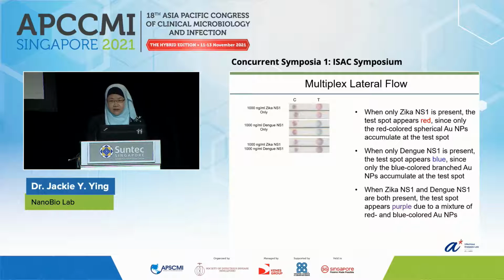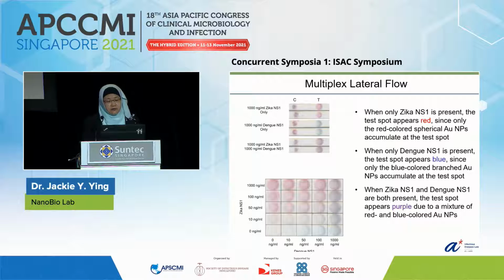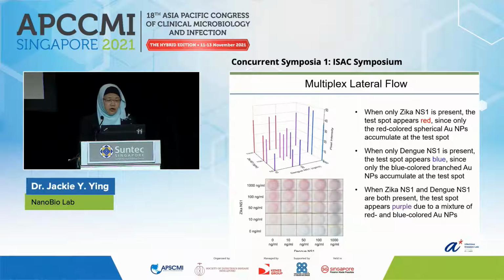So this might not be so easy to tell apart for people who have color blindness. But what we can do is develop apps that are very easily used to analyze what one has, whether it's Zika or dengue or both.